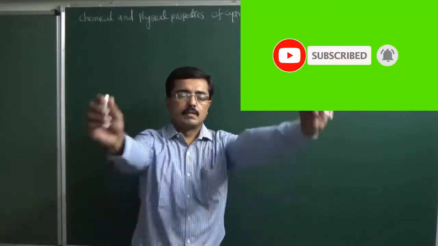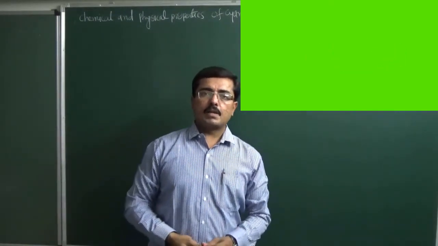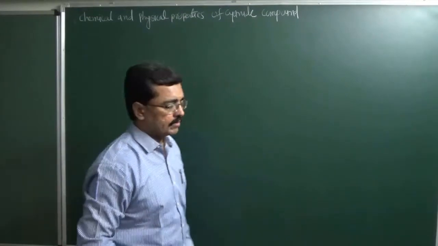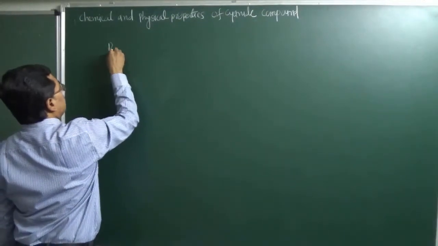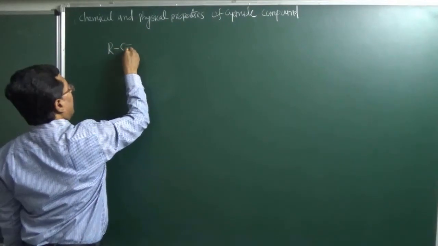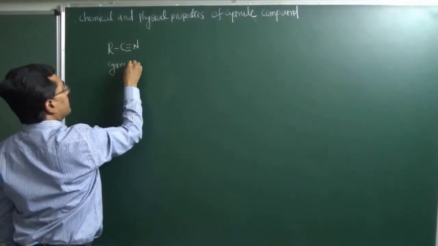I am Gangani Sir. Today I will discuss with you the chemical and physical properties of cyanide compounds. So let's start. We know that when a cyano group is attached to an alkyl or aryl group, the compound is known as a cyanide compound.